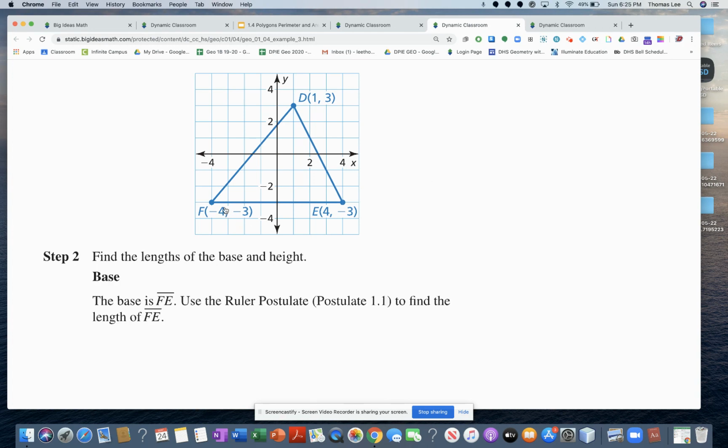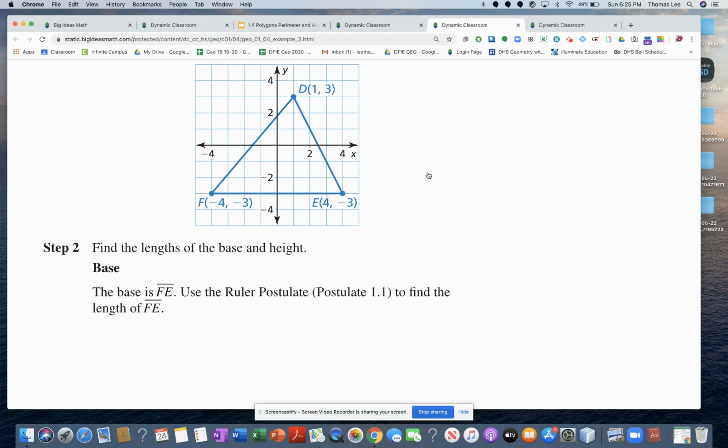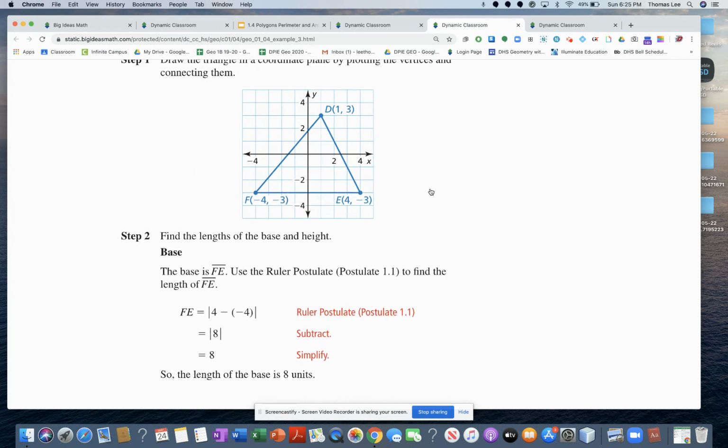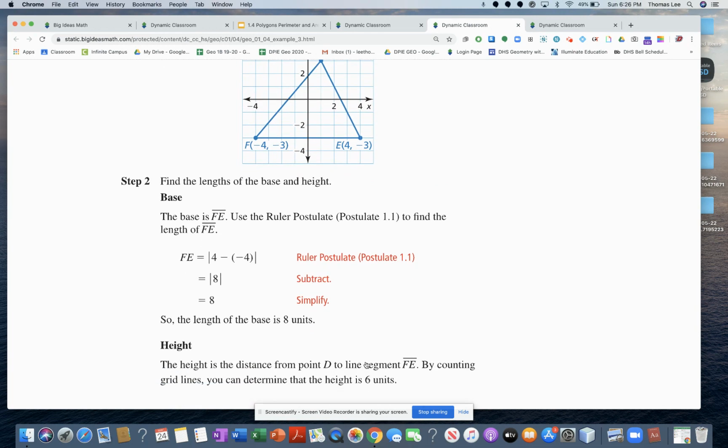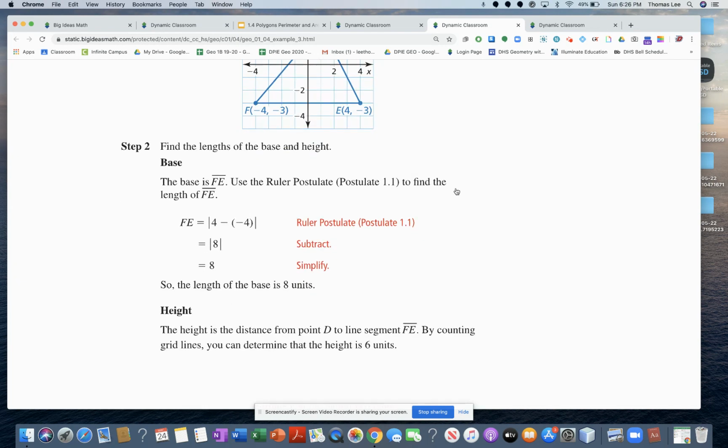Okay, so the base is sitting right here. So use the counting method. They call it the ruler postulate. So 1, 2, 3, 4, 5, 6, 7, 8. So the base is equal to 8 units. Okay, and then now the height, they say just go ahead and count. It is 1, 2, 3, 4, 5, 6. We know that vertical is perpendicular to horizontal. So we know that the height of this triangle is exactly 6 units.